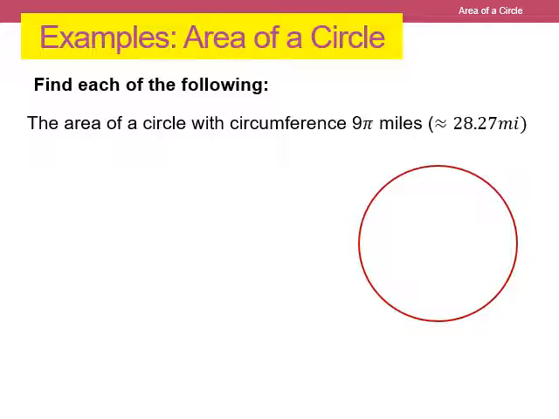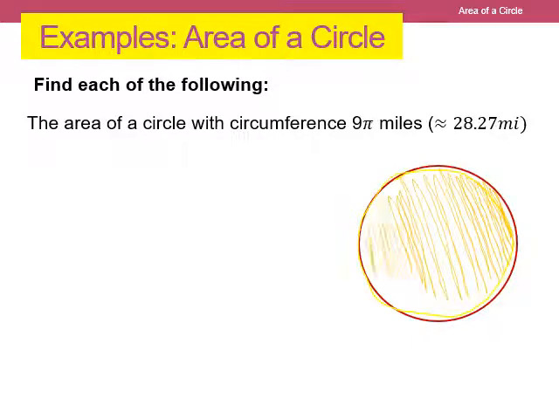For this problem, we're given the circumference of a circle, and we have to find the area. So circumference means, and it says it's approximately 28 miles. So if you walked around the outside edge of this circle, you would have walked 28 miles. But area is if you covered every square mile of this circle. You walked every square mile. How many square miles is that? That is what area is. So we have to figure that out.